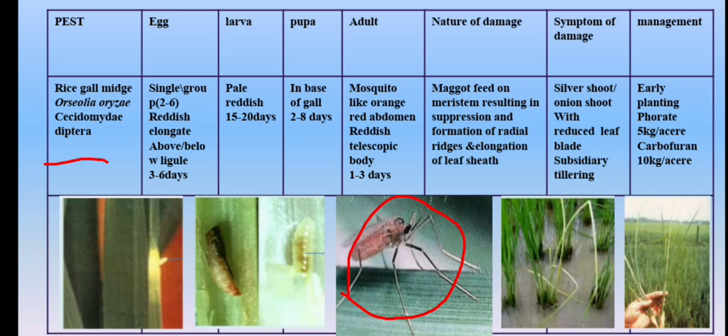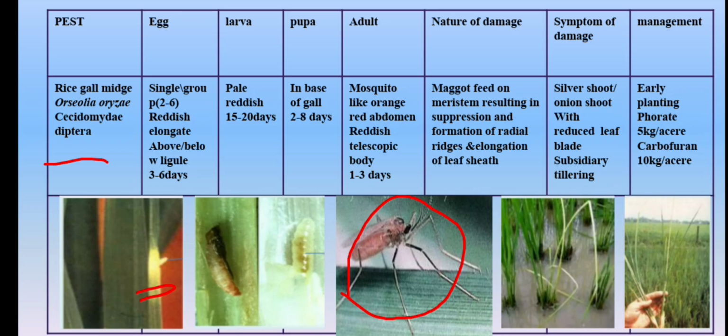Here you can see this is the adult fly. So how it is looking, it is orange in color, generally just like a mosquito, and the abdomen is reddish in color with a telescopic body. The adult duration is 1 to 3 days. Generally this adult will lay eggs either singly or in groups. The eggs are also reddish and elongate in shape. The eggs are generally laid above or below the ligule, and the egg duration is 3 to 6 days.